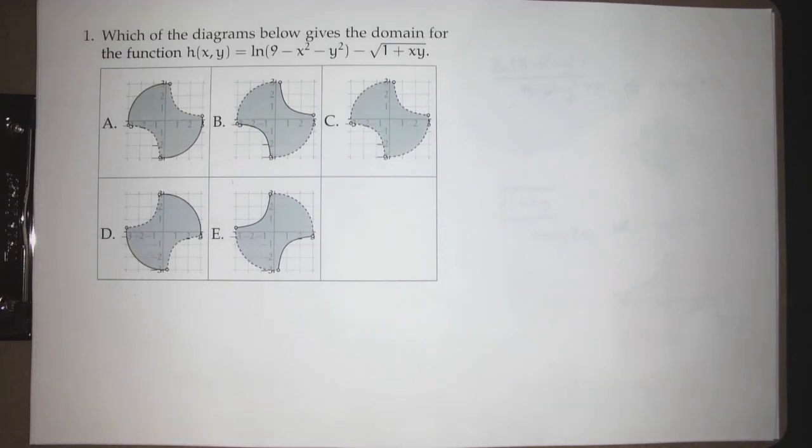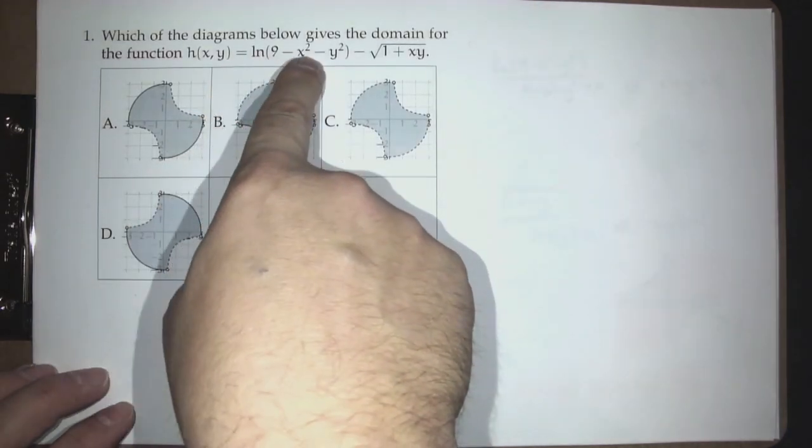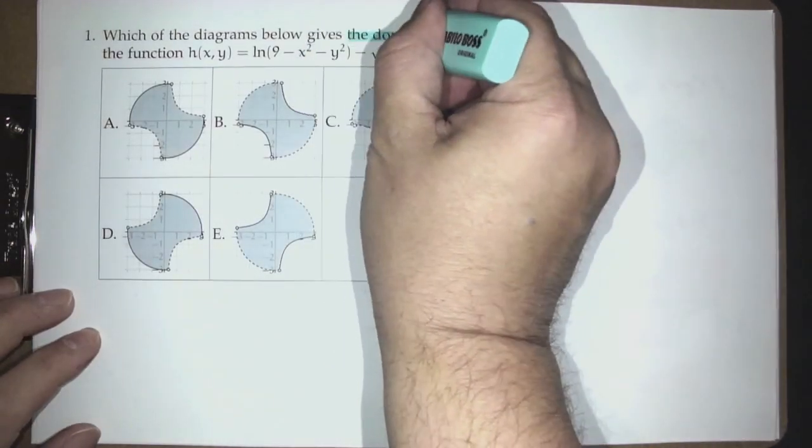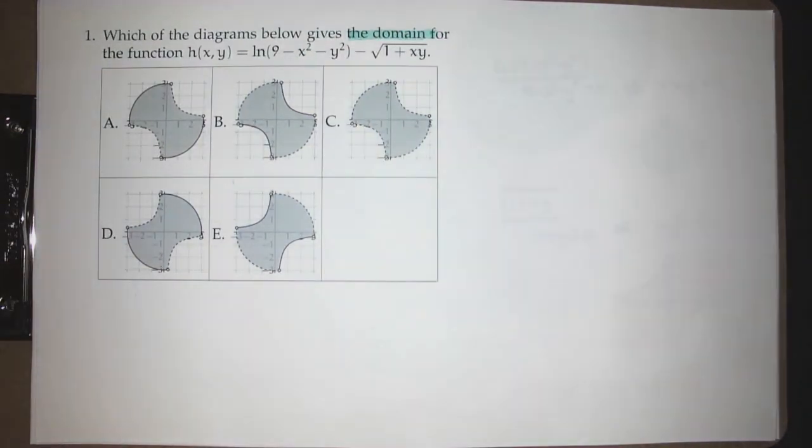So let's start at number 1. Which of the diagrams below gives a domain for the function? Our function is log of 9 minus x squared minus y squared minus square root of 1 plus xy. Now, what's a key word in this problem that you see? The domain.